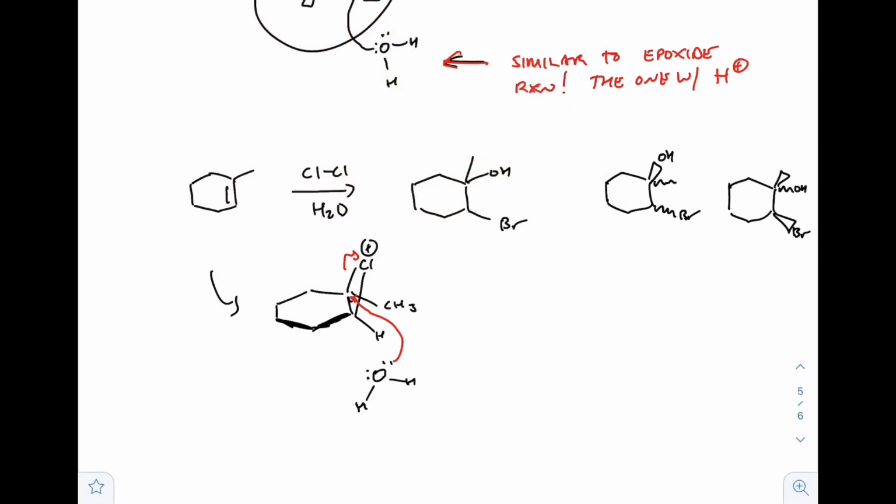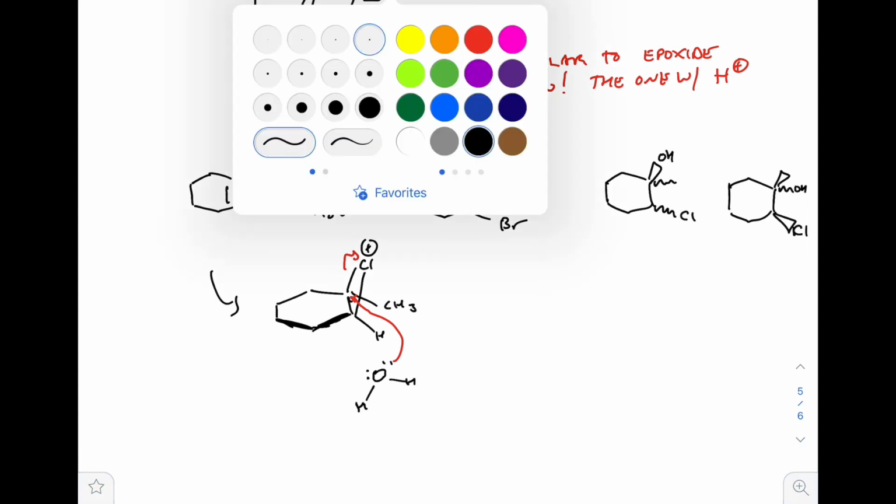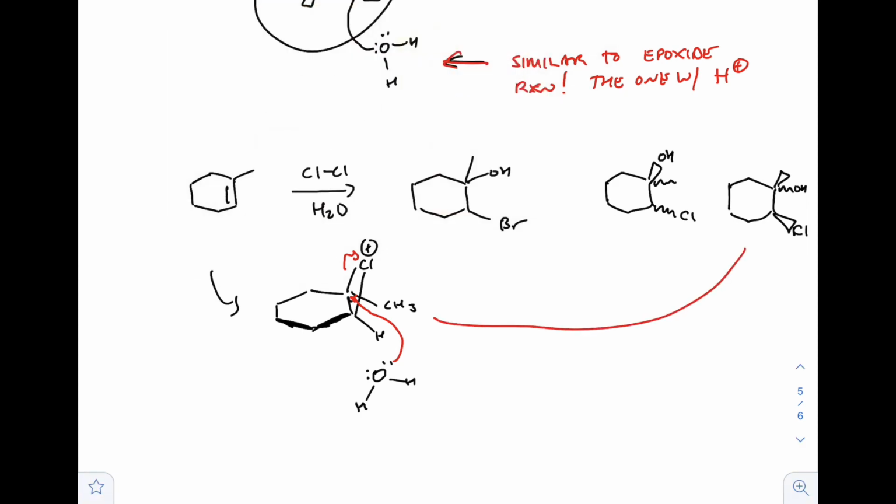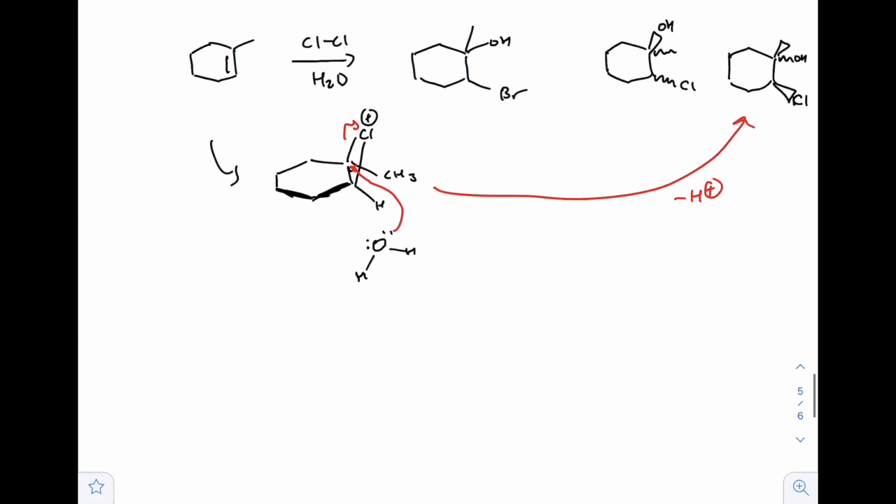and it's going to attack the more substituted carbon again because that's going to allow you to achieve the most stable transition state. Again, in the transition state, that carbon is going to bear some form of the positive charge, and it's more stable at the tertiary position. So that's it. After it attacks and we lose a proton, we end up with the halohydrin on the right.